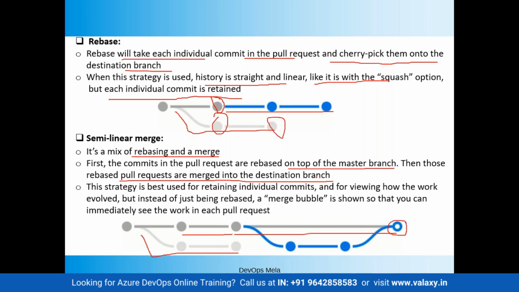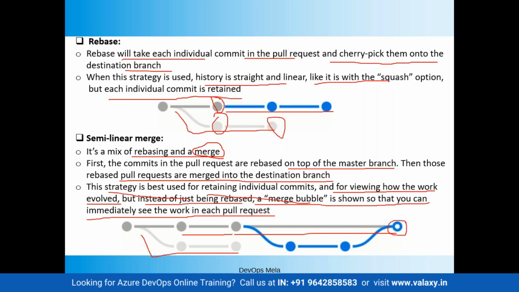Rebase will simply pull the commit and place it on top of the destination branch. And this merge, what it will do, it will simply create a new merge bubble for you. That is what is happening over here. This strategy is best used for retrieving individual commits and for viewing how the work has evolved. But instead of just being rebased, a merge bubble is also shown so that you can immediately see the work in each pull request. So this is for viewing how the work exactly has evolved.